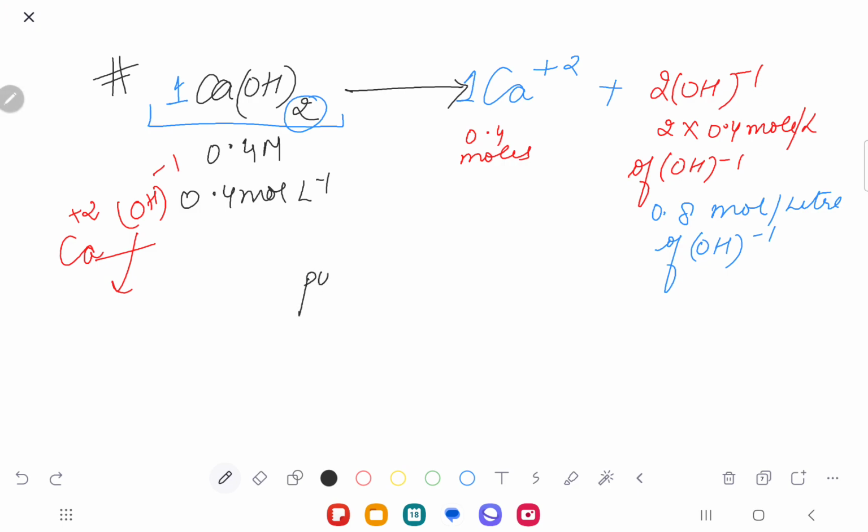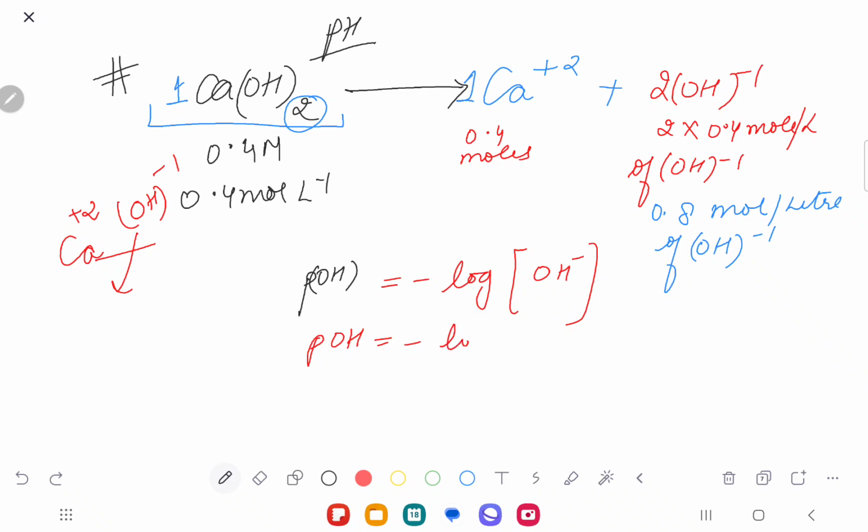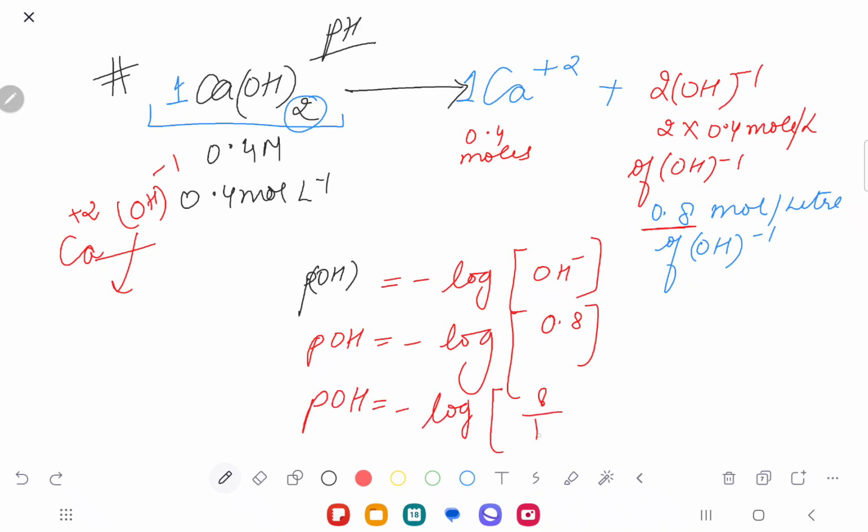So I have to calculate pOH for that. They are going to ask me pH, but for my ease, I'm going to calculate pOH, and that is going to be minus log of OH negative. Do you understand my point? So pOH here is minus log of the OH negative concentration in the beaker, 0.8. 0.8 means that in 1 liter solution, I have 0.8 moles of OH negative. So pOH here shall mean minus log of 8 over 10.